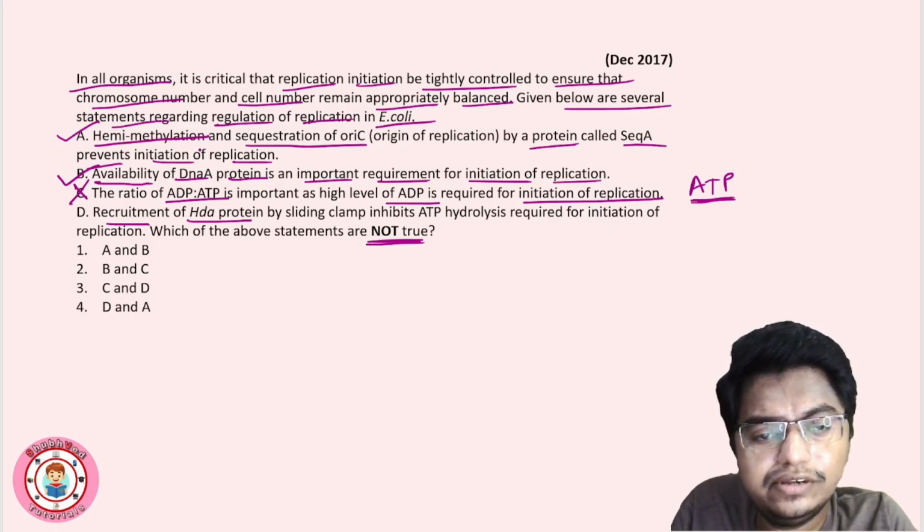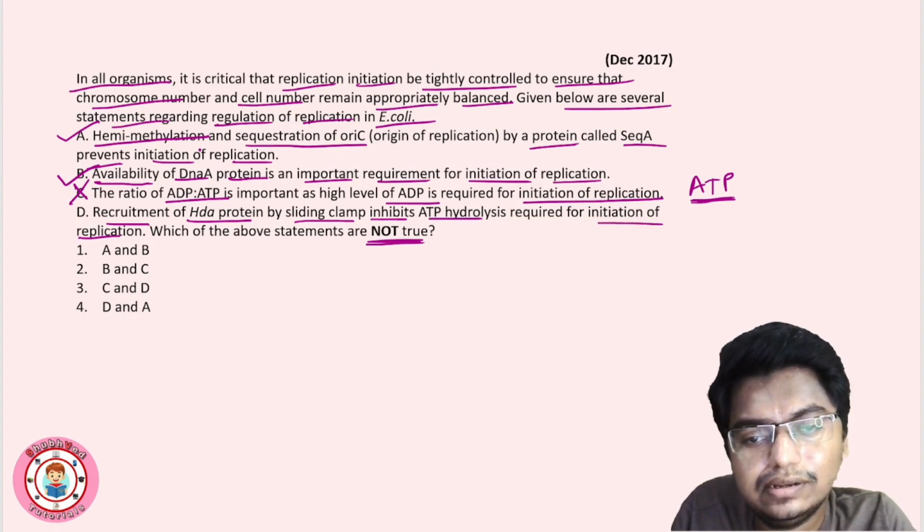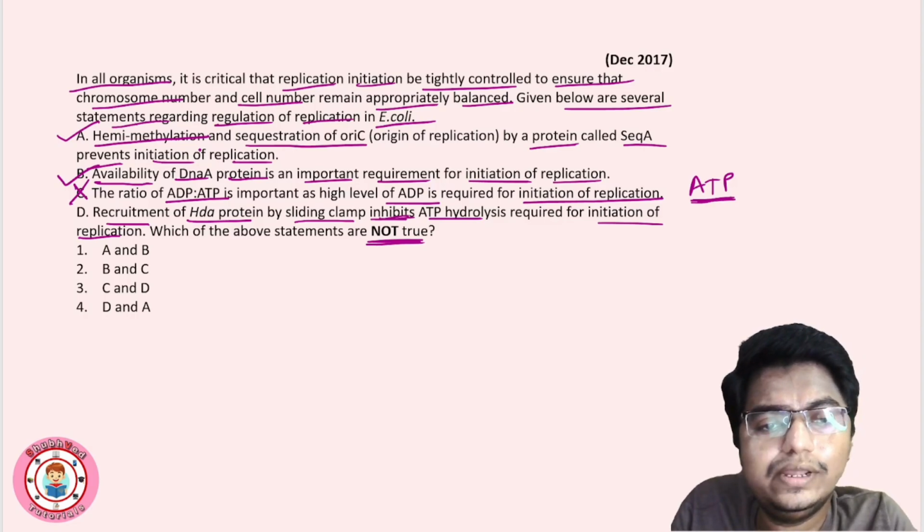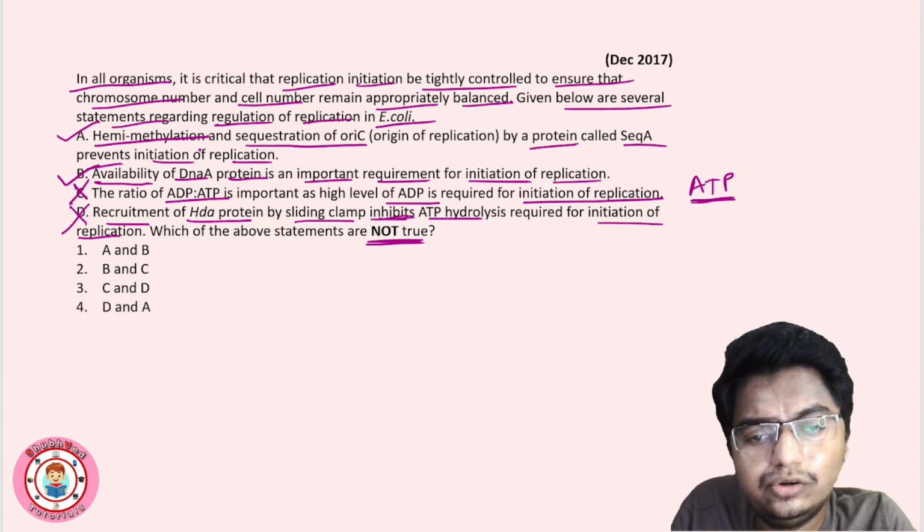Recruitment of HDA protein by sliding clamp inhibits ATP hydrolysis required for initiation of replication. It does not inhibit, it promotes. It does not inhibit ATP hydrolysis, it promotes it. So D is wrong. So what is not true? C and D. Option number 3.